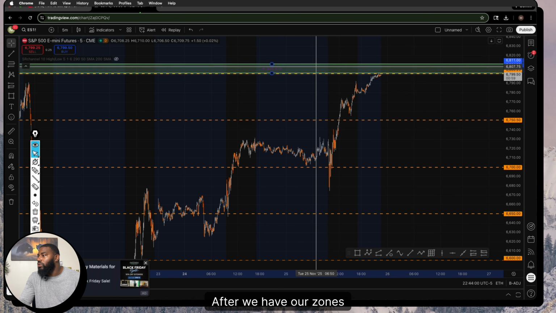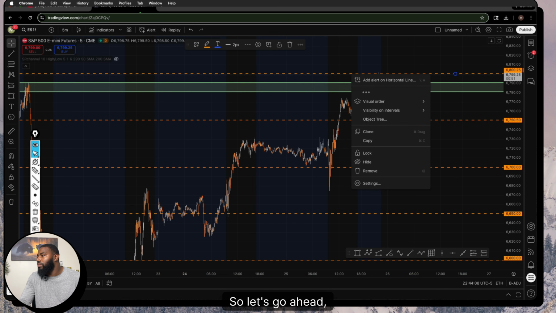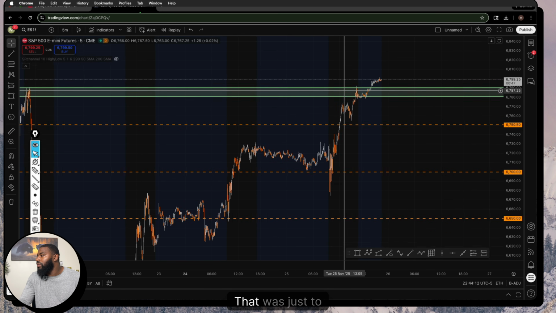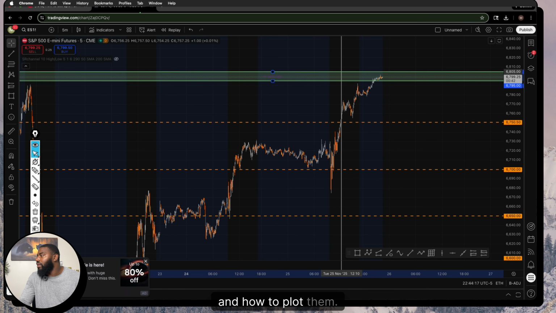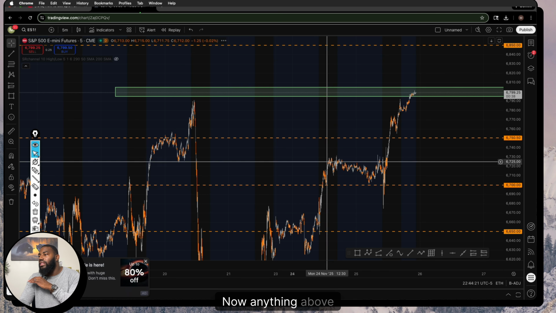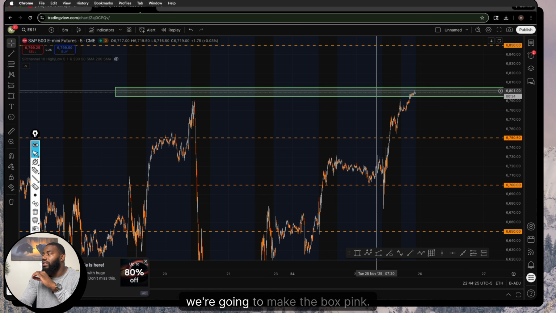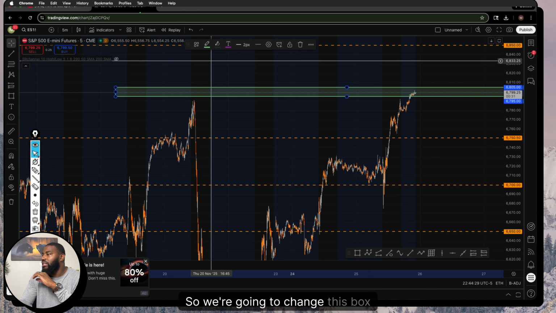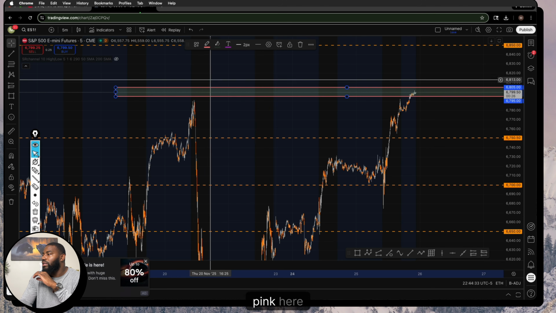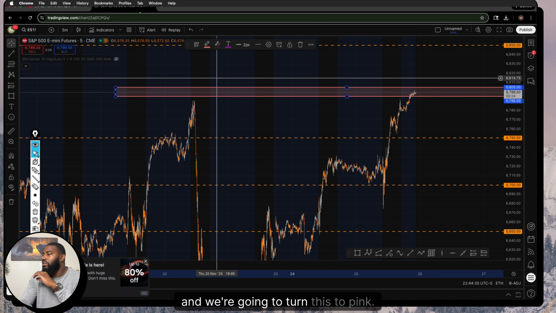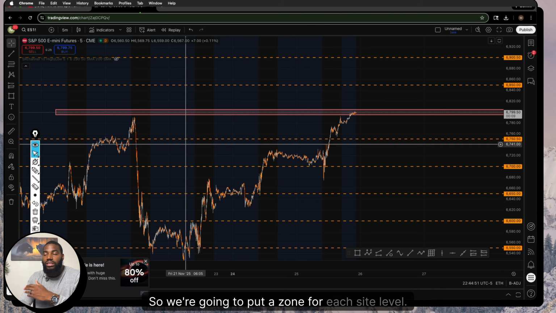After we have our zones, we can remove our other levels. So let's go ahead and remove this. You do not need that. That was just to show you guys where the zones were at and how to plot them. We're going to put that zone there. Anything above the price currently at, we're going to make the box pink. We're going to change this box to pink here, and we're going to change this to pink. There you have it. We're going to put a zone for each psych level.